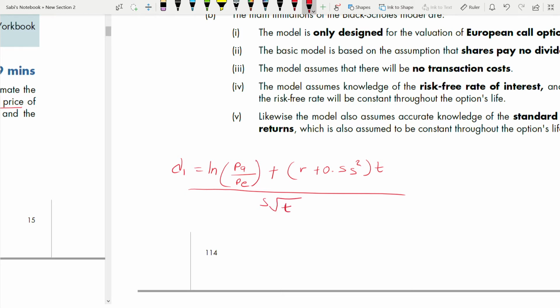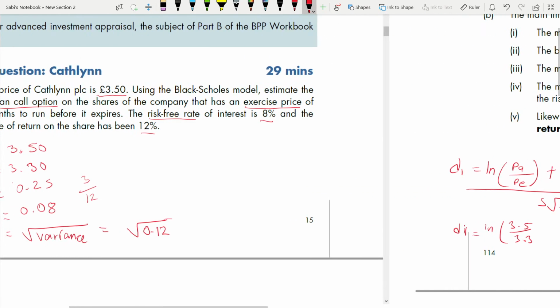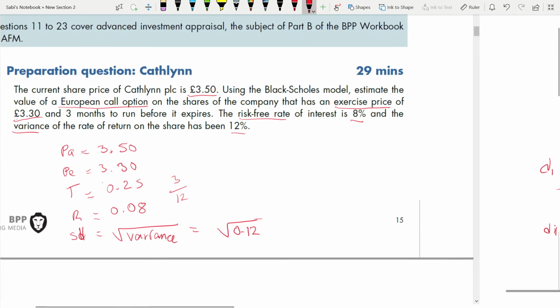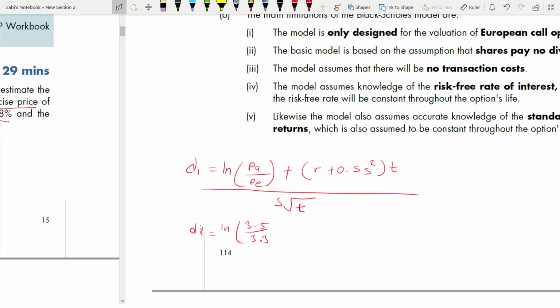Now we just have to put the numbers. We have already got the numbers, right? So ln, that is logarithm of PA. What was our PA? It was 3.5 and your exercise price was 3.3. Don't use any pounds. Here they have given the exercise price and share price in pounds. Forget about the pounds or any currencies, whatever they give, just write it as a number, right? Plus, what is your R? R was 8%, which was 0.08, plus 0.5.